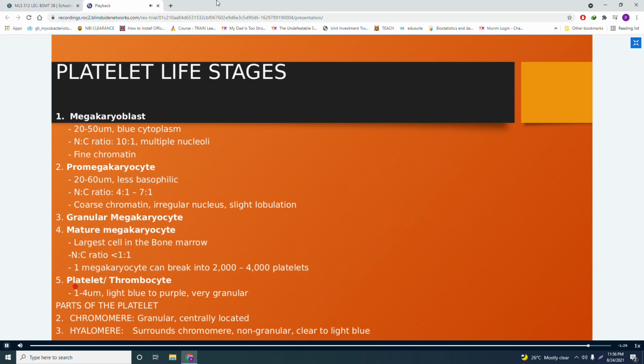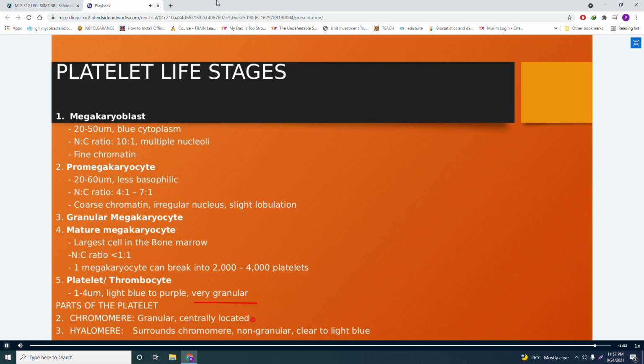Then the last part is your platelet or your thrombocyte. It is 1 to 4 micrometer, light blue to purple, very granular. Then you also have the parts of the platelet, class. Chromomere, granular and centrally located. Hyalomere surrounds the chromomere, non-granular, clear to light blue.